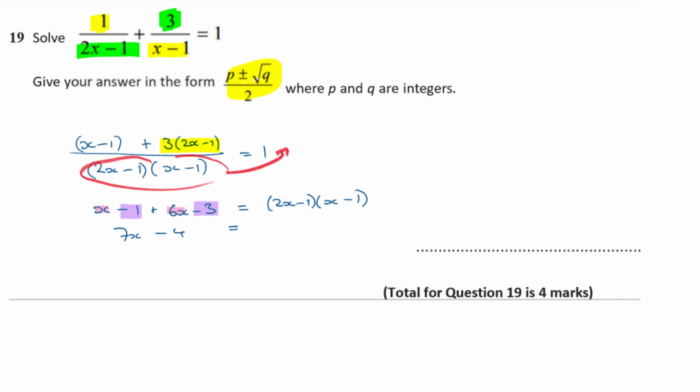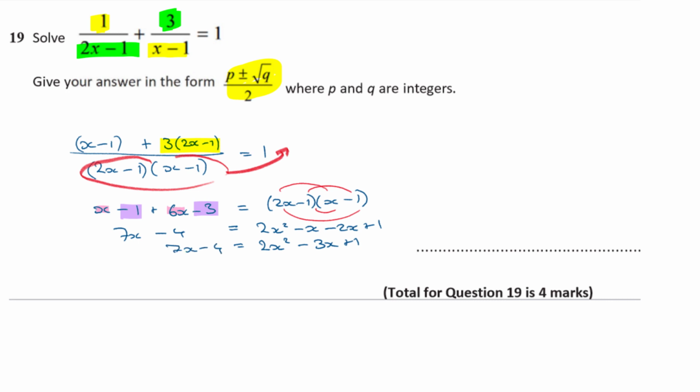And on the other side I'm going to multiply out the brackets. I'm going to use FOIL over here. So first, outside, inside, last, or 2 eyebrows, a nose and a mouth, and that's going to give me 2x squared minus x minus 2x plus 1. Just collecting like terms there. Let's just tie this up first and then we'll collect everything on one side. Otherwise I don't want to confuse people. So I'm just going to tie that up and say that's equal to 7x minus 4.